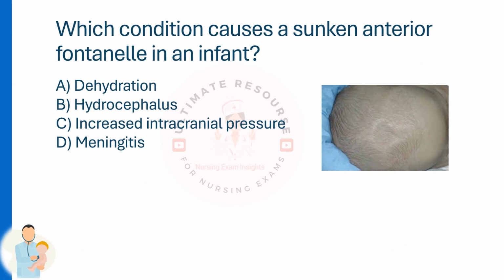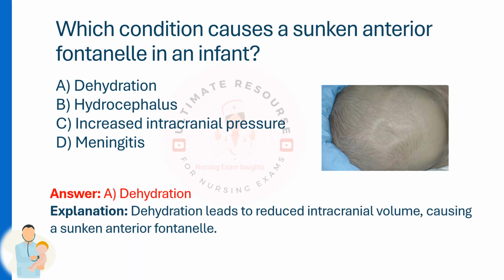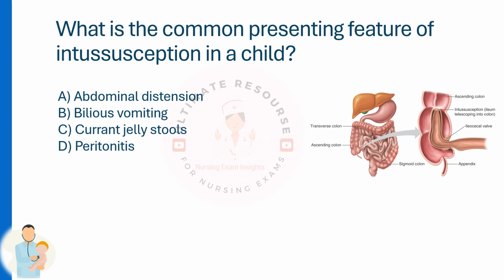Which condition causes a sunken anterior fontanelle in an infant? Options are A. Dehydration, B. Hydrocephalus, C. Increased intracranial pressure, D. Meningitis. The answer is A. Dehydration. Dehydration leads to reduced intracranial volume, causing a sunken anterior fontanelle.